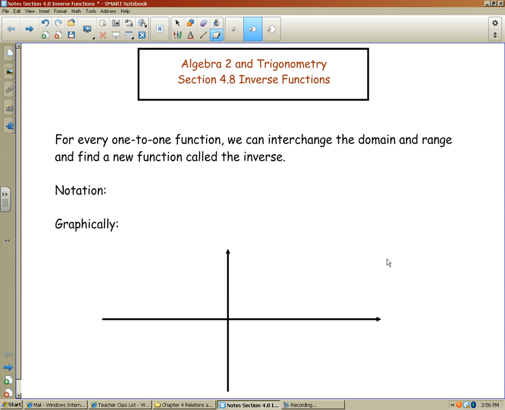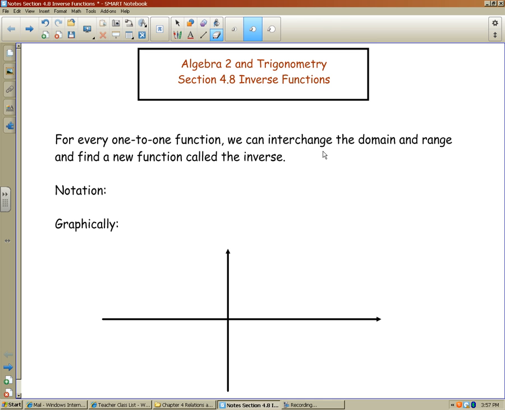Today we're going to talk about inverse functions. For every one-to-one function, we can interchange the domain and the range and find a new function called the inverse. Remember that a one-to-one function passes both the vertical and the horizontal line test. So the first thing we're going to talk about is notation. How do we write what is the inverse?